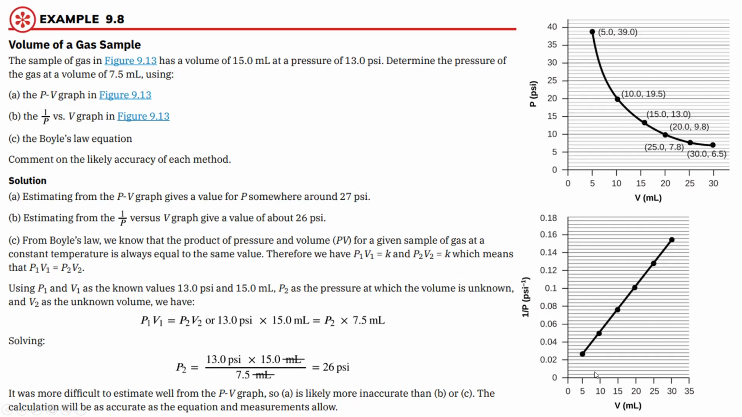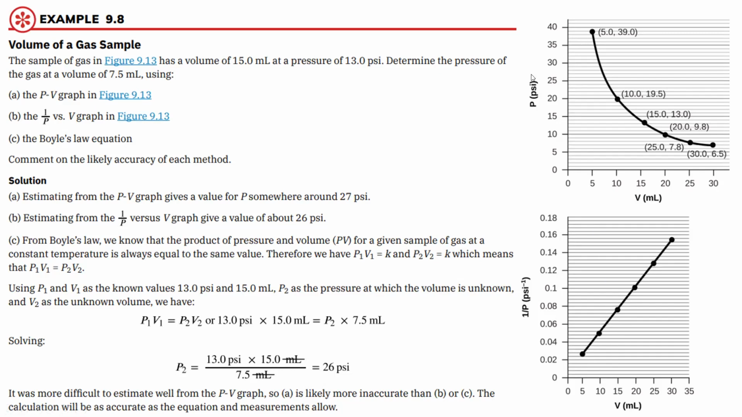Whereas when we do the same thing for the inverse pressure versus volume, now we've got a straight line. It's a little bit easier to do. In this case, 7.5 milliliters, go up to here, and how many lines do we have? 1, 2, 3, 4, 5. So we've got 5 lines in between every 0.02. That means every 0.02 divided by 5, each of these lines really represents 0.004.